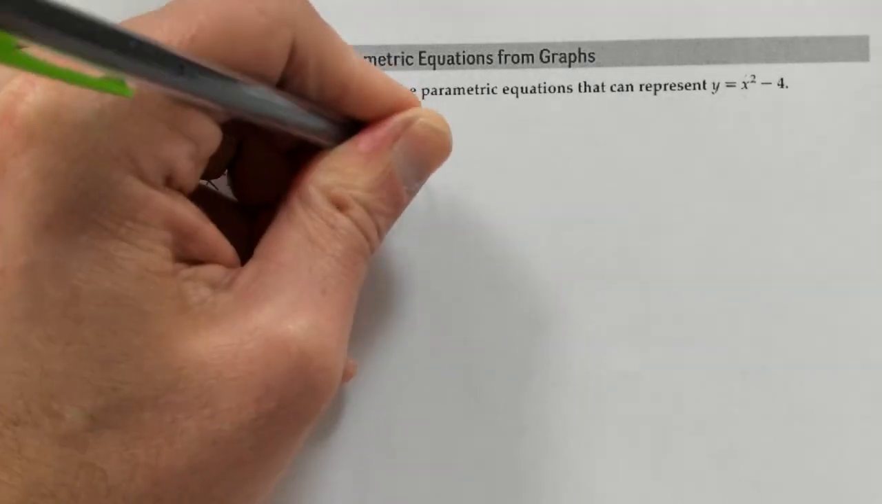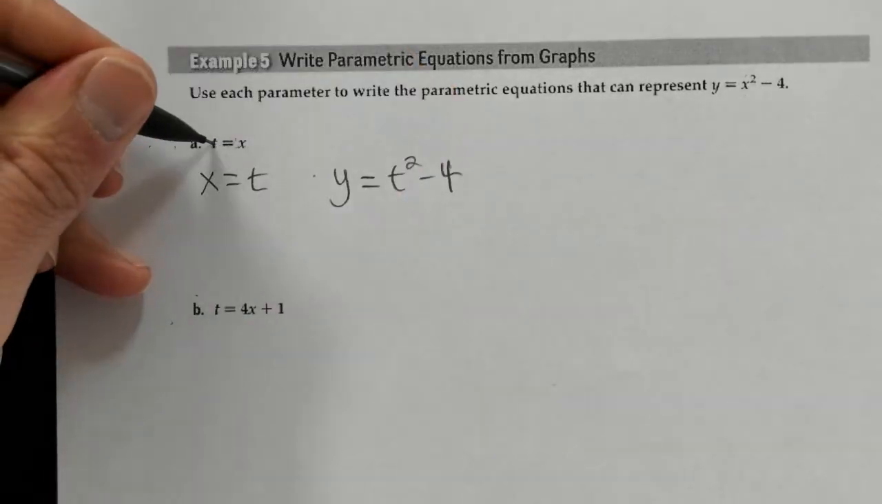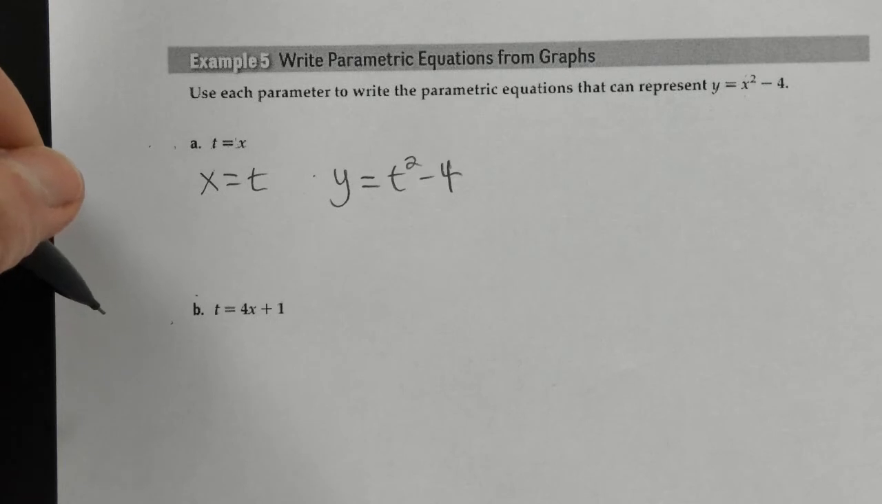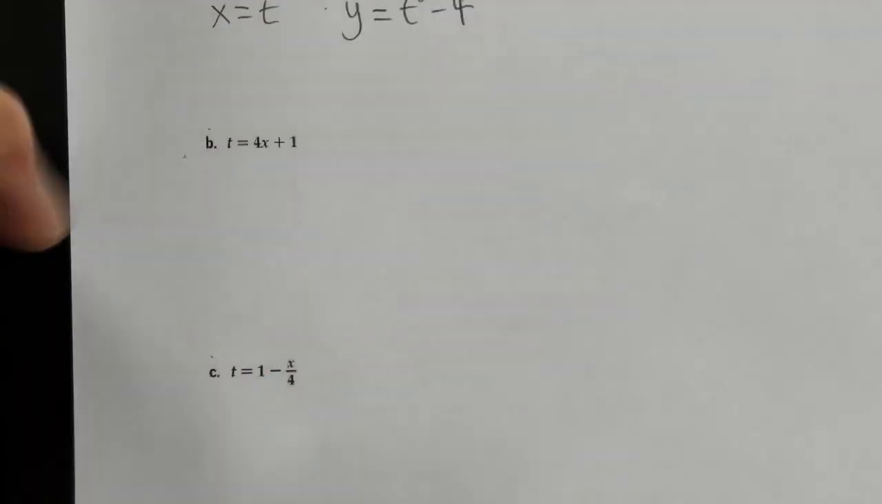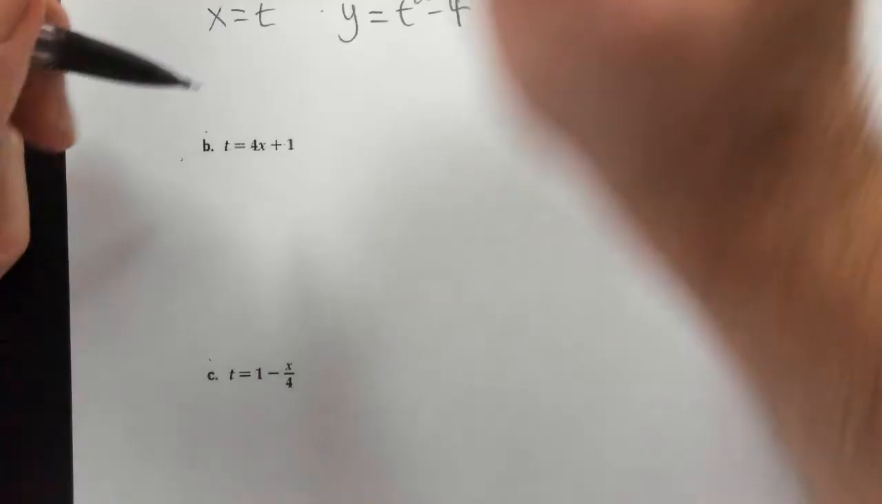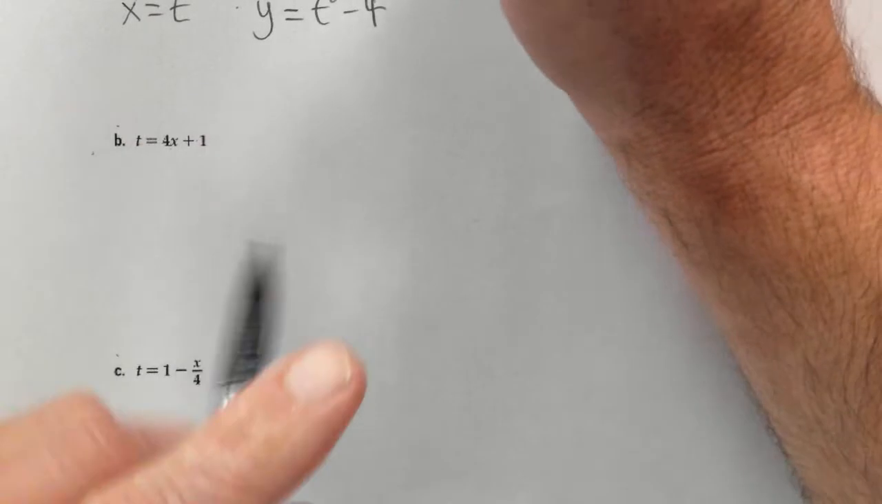And that becomes y equals t squared minus 4. So anytime t equals x, it's very easy to generate your parametric equations, right? Now, what about if t is equal to 4x plus 1? A little more work. I need to solve this one for x. That'll be my x parametric equation.